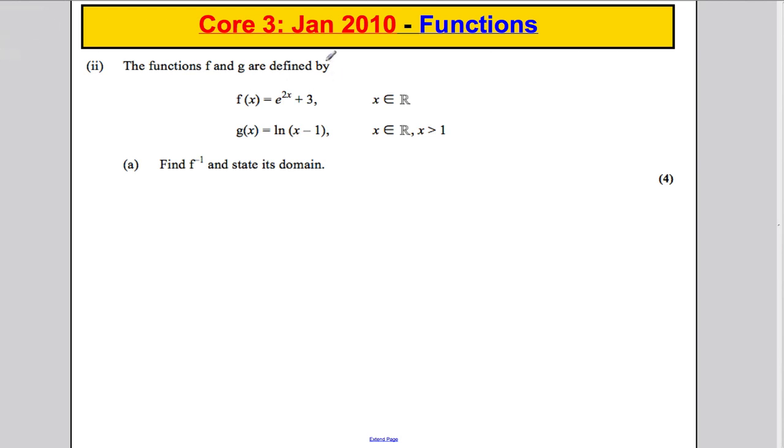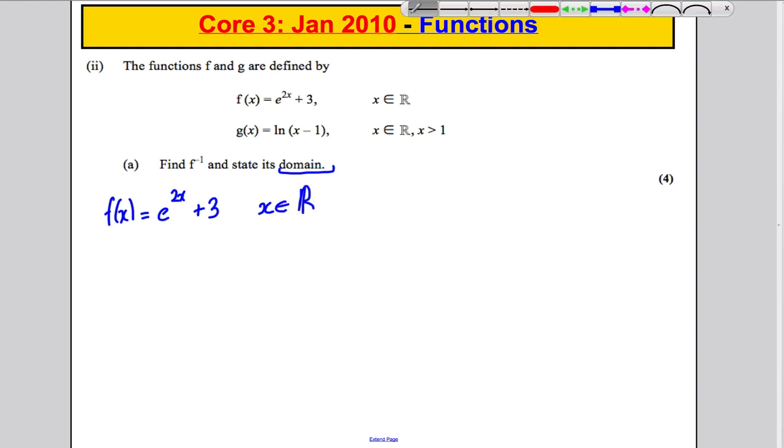Okay, next, we're given two new functions, f of x and g of x, and we're asked to work out the inverse of f and state its domain. Well, f of x is e to the 2x plus 3, and the numbers you can put in are any real numbers. Now, I always find it handy just to draw these out, just to get a feel for what I'm doing. E to the 2x plus 3, I'm just going to draw bit by bit.